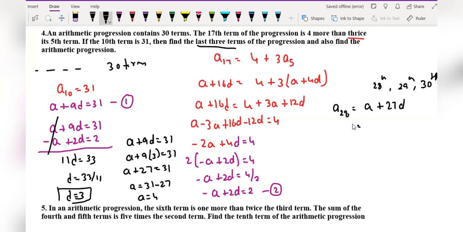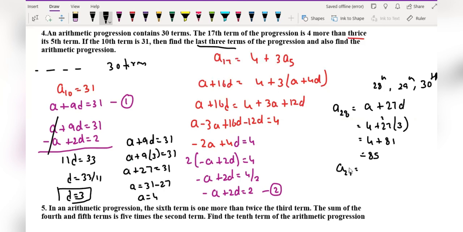A plus 27D, A का वैल्यू है 4, D का वैल्यू है 3. थोड़ा बहुत मल्टीप्लाई करना पड़ेगा. So 4 plus 27 into 3: 7 are 21, 3 plus 6, 7, 8... so कितना आएगा हमें? 85.